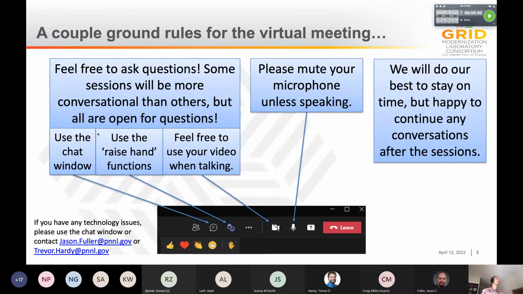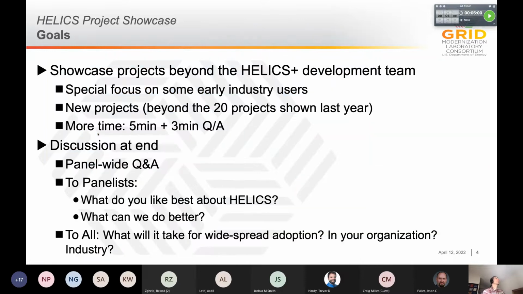The goals of this project showcase are to showcase projects that are beyond what we're doing directly. You'll start to hear some of these themes throughout this workshop the next few days. As we round out the last less than a year of this current project, we're looking ahead to what's next, what we can do better, and what it would take for wider spread adoption in the industry and beyond.